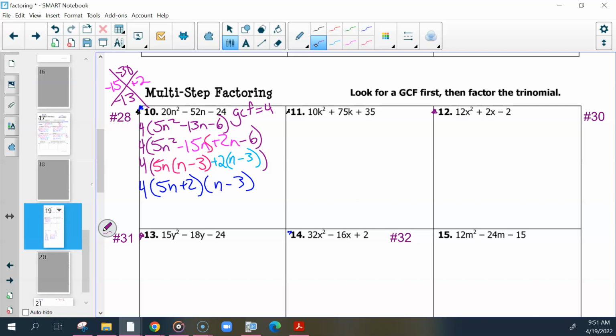Number 11. What did you see? 5. If we divide 5 out of everything, what's left? Okay, k squared plus 20? No. 75, that would be... I'm close. What was it? 15. Okay. And 7. And then we're looking for two numbers that multiply to be 15 or no? 14. Okay.